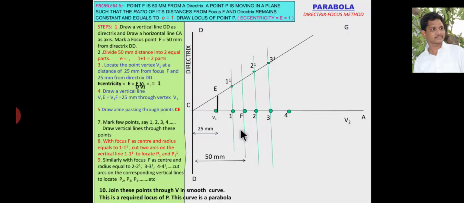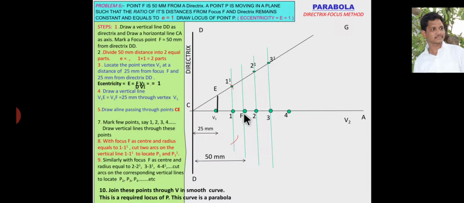Now with F as center and 1 1 dash as radius, draw arcs on the 1 dash line, like this. Here 1 dash is the radius and F is the center. Draw arcs on the 1 dash line.